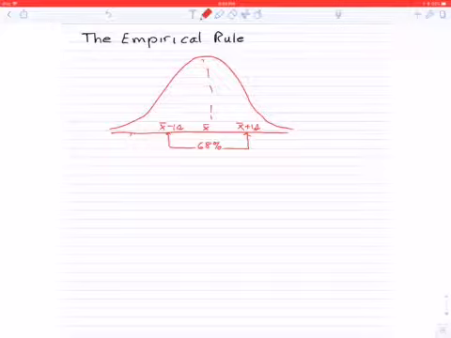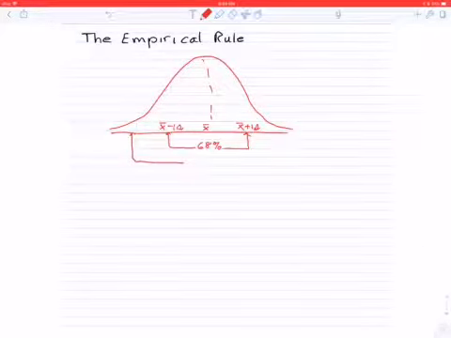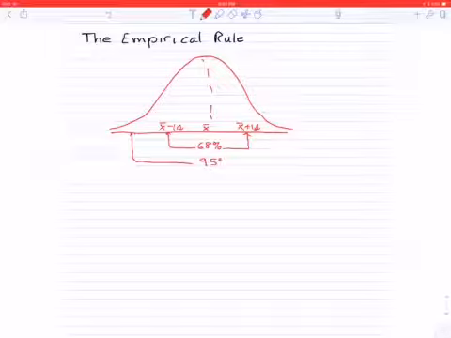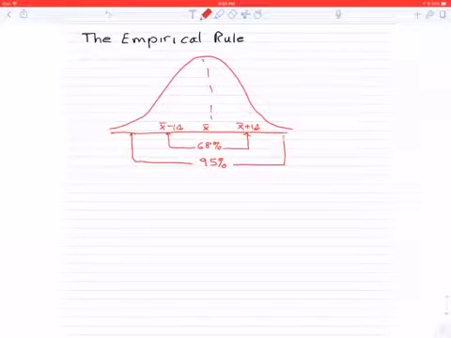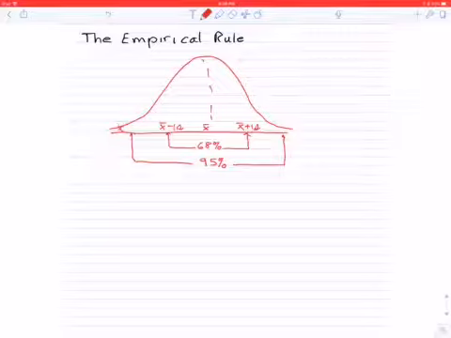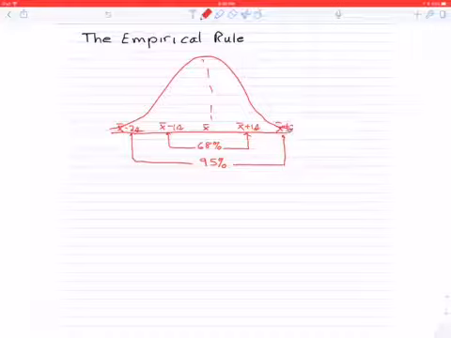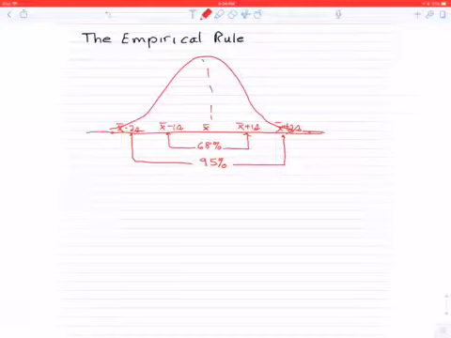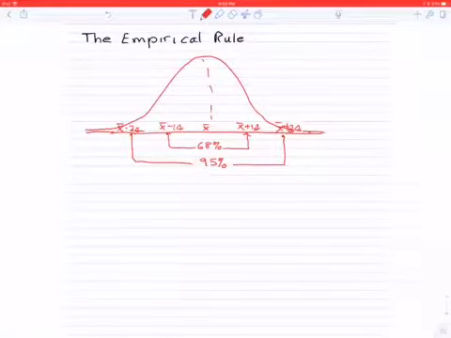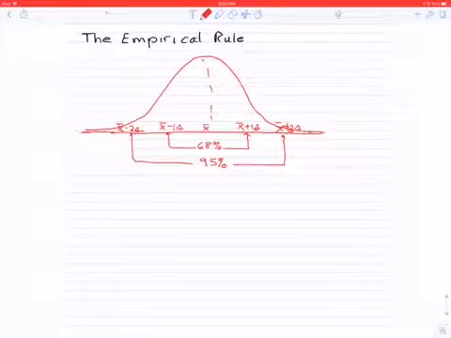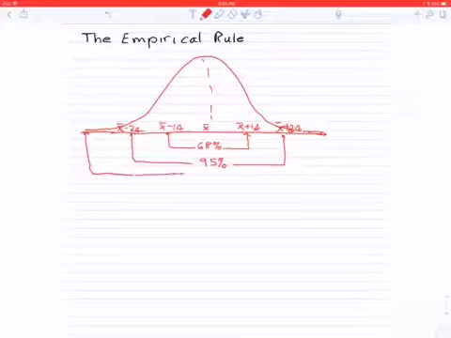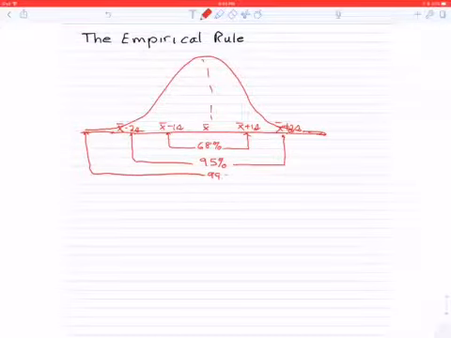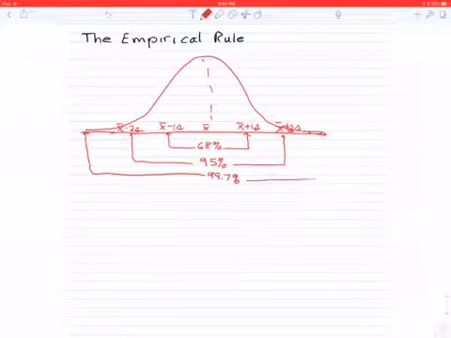And if the data is normally distributed, we know that 95% of the data will be within two standard deviations of the mean. That is the mean minus two standard deviations to the mean plus two standard deviations. Let me extend my curve a little bit. So that's the curve almost just touching the scale. And almost all of the data, 99.7% of the data, will be within three standard deviations of the mean.